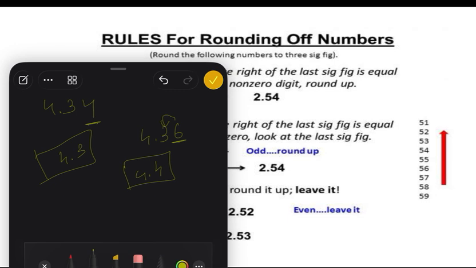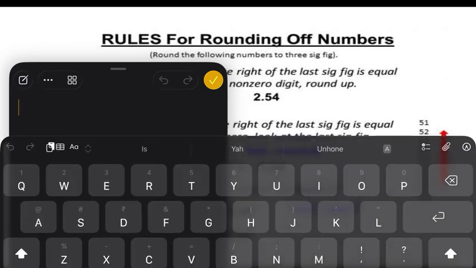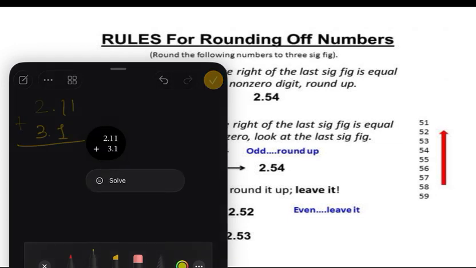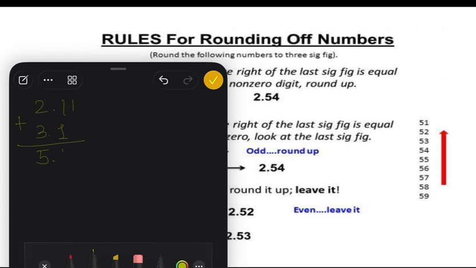In addition and subtraction, the result must have the same number of decimal places as the least precise number. For example, we can write 2.11 plus 3.1. This is addition, right? So our answer is 5.21, right? Since 3.1 has only one decimal place, our answer is 5.2. This rule ensures proper accuracy. Ready?